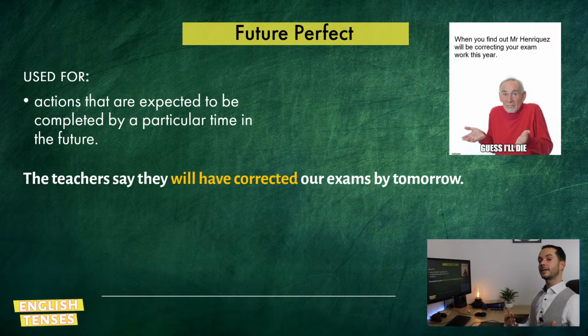So we expect that the teachers, tomorrow the exams will be done. So we expect that it's done by tomorrow. How does this work on a timeline? Well, this is us talking about it. When will they finish the exams? I don't know. Then someone else might say, well, they expect that they will have corrected the exams by tomorrow.